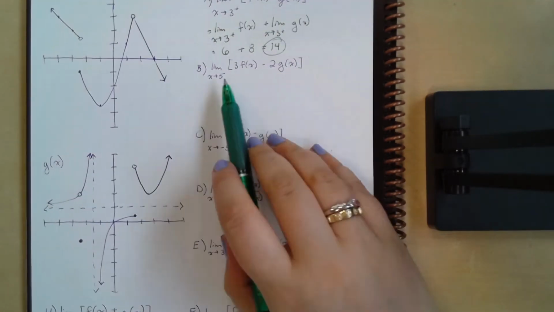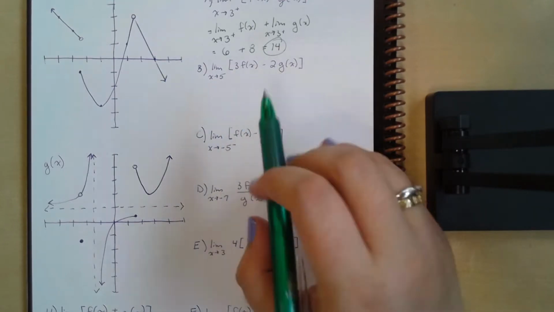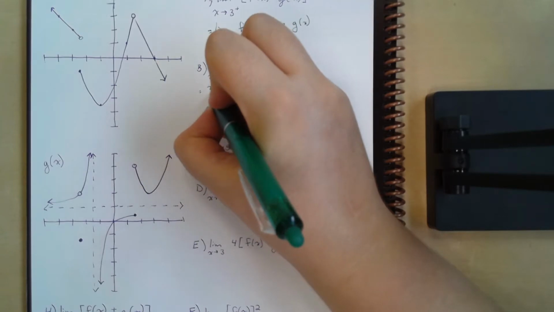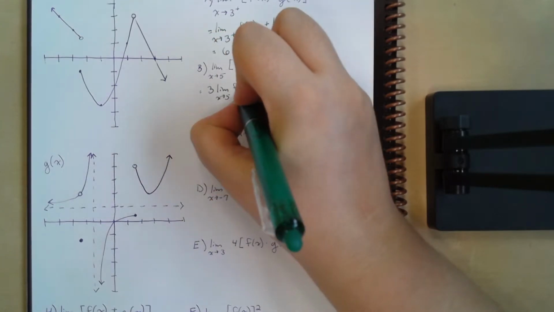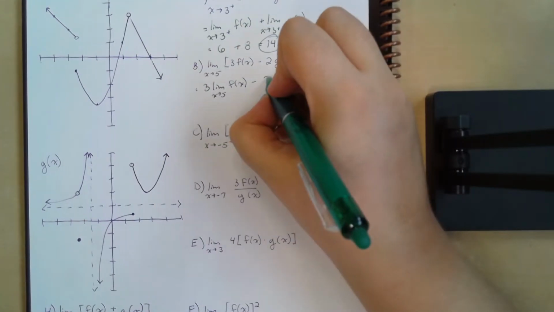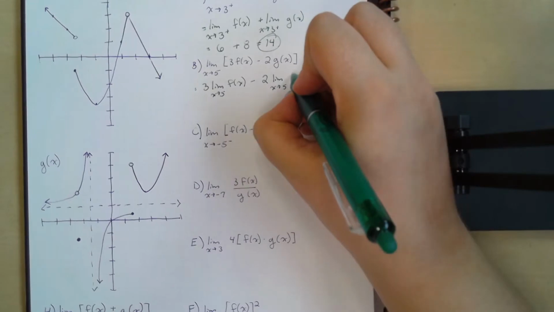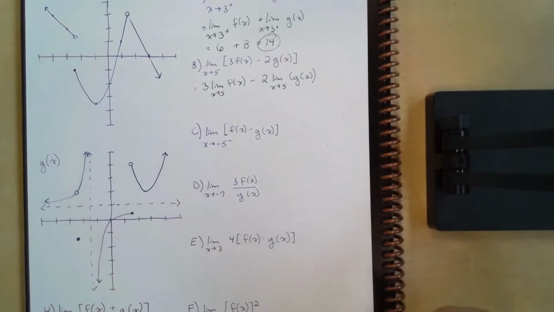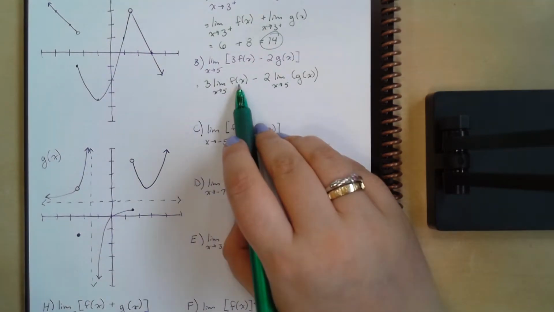Let's look here. The limit as x approaches 5 of 3 f of x minus 2 g of x. Now you can think of this as 3 times the limit as x approaches 5 of f of x minus 2 times the limit as x approaches 5 of g of x. I don't know why I put that in double parentheses, but I did. You don't need to do that.